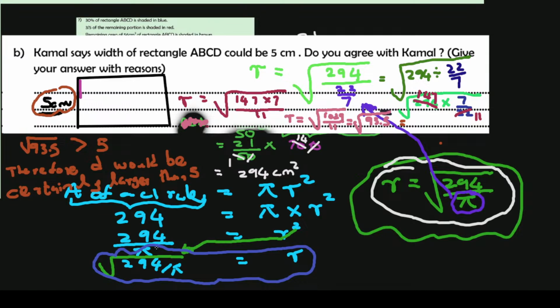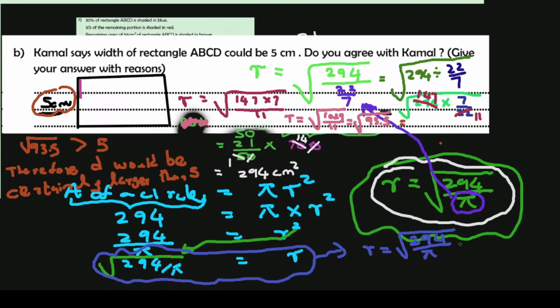Another way to deal with this question is, instead of using 22 over 7 for pi, we can use the decimal value for pi. How is that? The radius will be the square root of 294 divided by pi. That's what we found in part A of this question. So what's the decimal value of pi? 3.14.